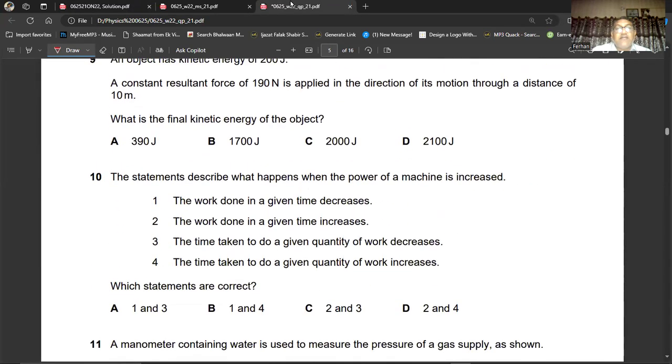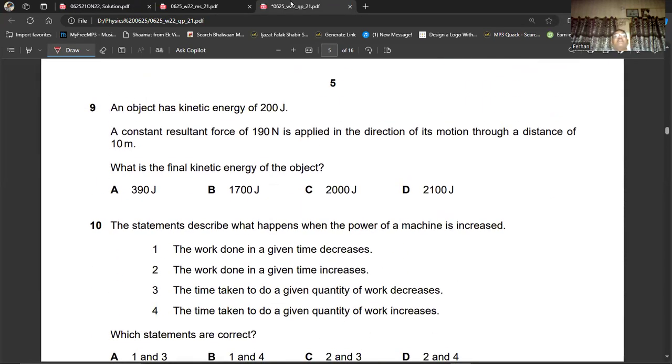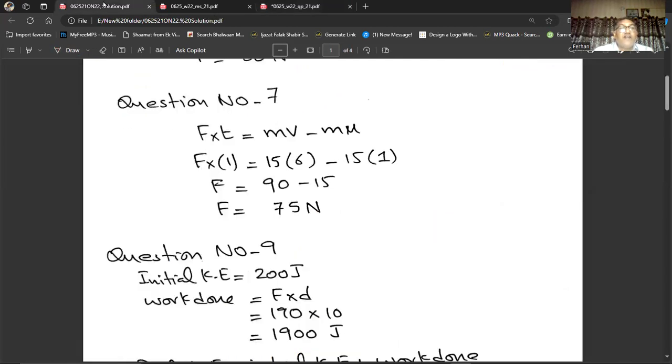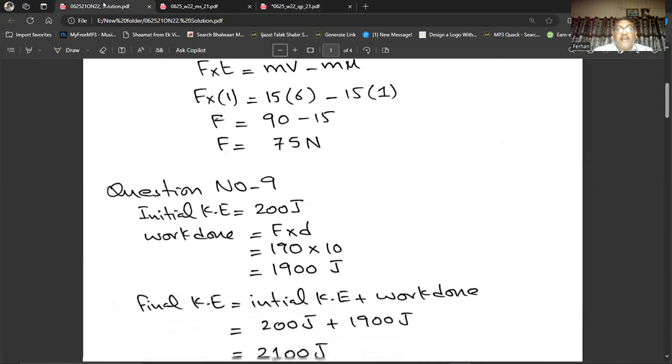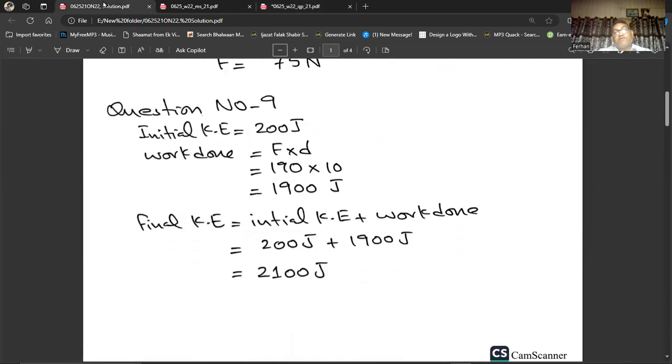Question number 9 coming up on your screen. He says an object has kinetic energy of 200 joules. A constant resultant force of 190 Newton is applied in the direction of its motion through a distance of 10 meter. What is the final kinetic energy of the object? You know the work done is equal to force multiplied by distance, and the work done is equal to the gain in the kinetic energy. This is a very important relationship. Two formulae for the work done.